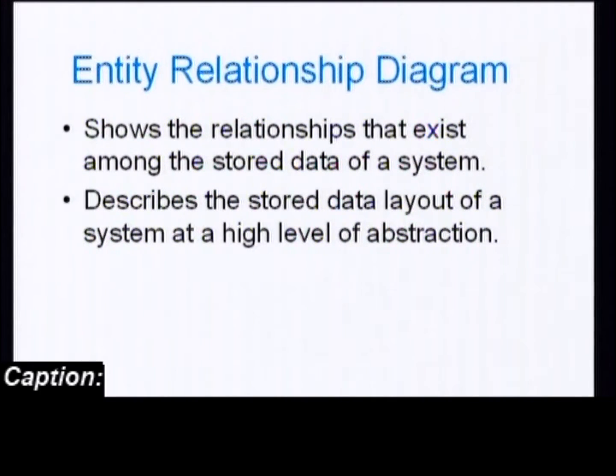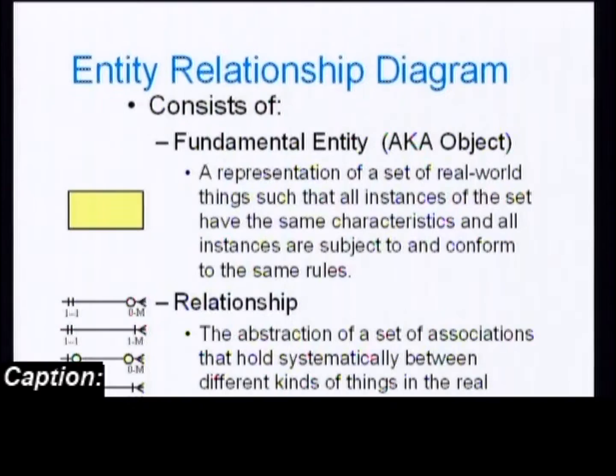Describes also the stored data layout of a system at a high level of abstraction, one of the things that you'll see repeated in all of our modeling constructs. So, the entity relationship diagram consists specifically of fundamental entities. An example would be a desk, a representation to define a fundamental entity of a set of real-world things such that all instances of the set have the same characteristics, and all instances are subject to and conform to the same rules. The second element of an entity relationship diagram is the relationship.